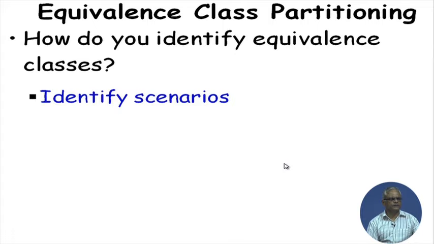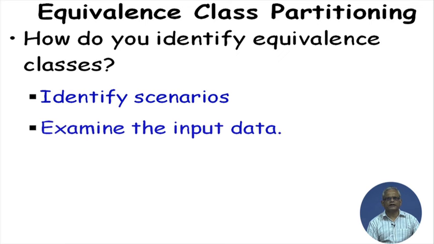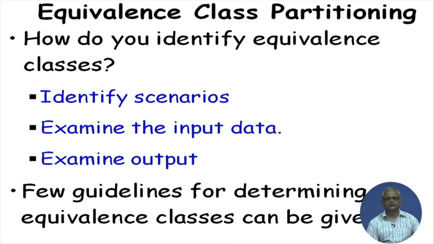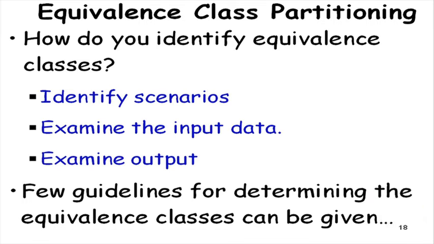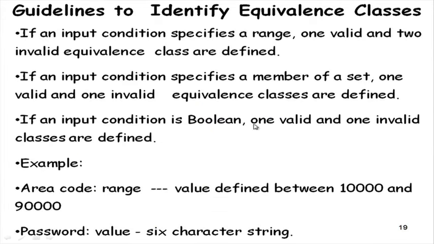Now, the hardest problem in equivalence partitioning is that, given a unit and its input output description, how do we design the equivalence classes? One thing is we identify the scenarios, we examine the input data, we examine the output that might be produced for different data, and then based on that we design the equivalence classes. So, we can have a few guidelines about how to design the equivalence class partitions.